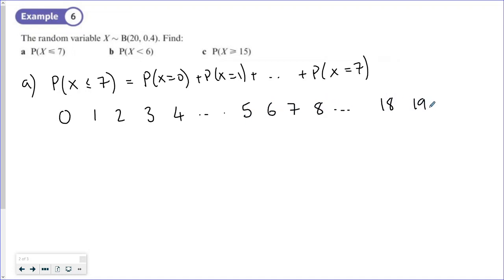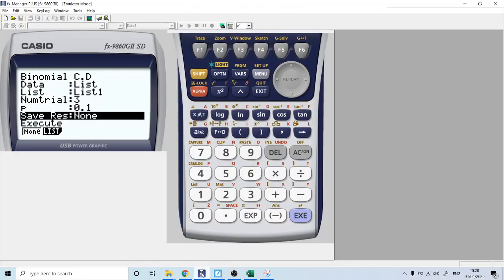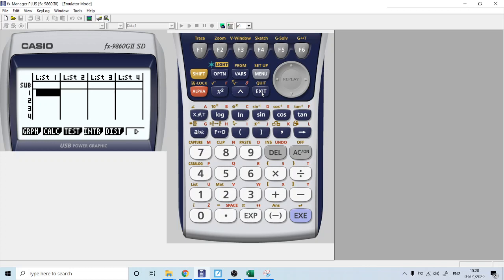You don't need to write them all out, I'm just using this as a way of thinking about this. Now I want to make sure that I include the correct x value. So I want less than or equal to 7, so I want to include 7 and I want to go down to 0. And I want to add up all of these probabilities. Well, our calculator has a function in it which helps us do that.